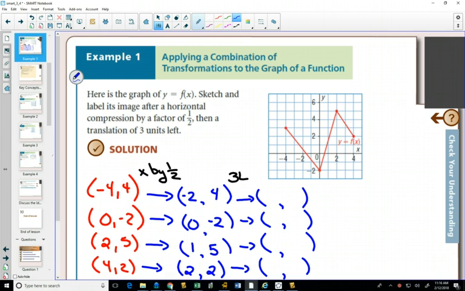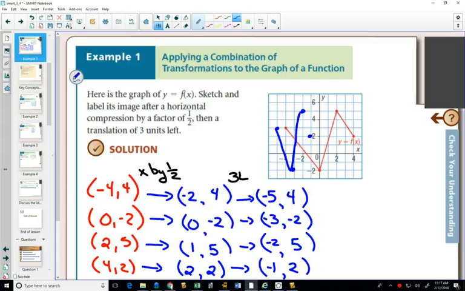Now 3 to the left, again, that's affecting our x values. -5, y values don't change. -3, -2, -2, 5, and -1, comma 2. Draw these points. Where are they going to go? We're at -5, -4, -3, -2, -2, comma 5, and finally -1, comma 2.